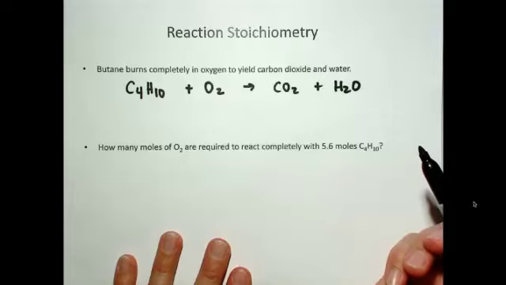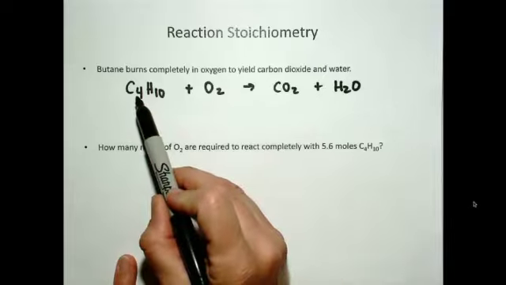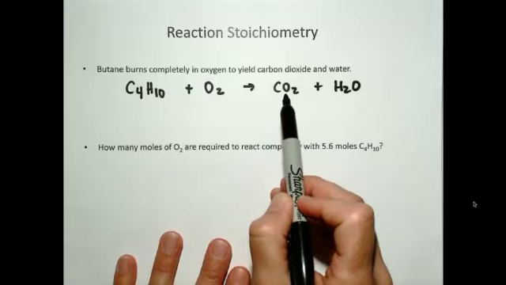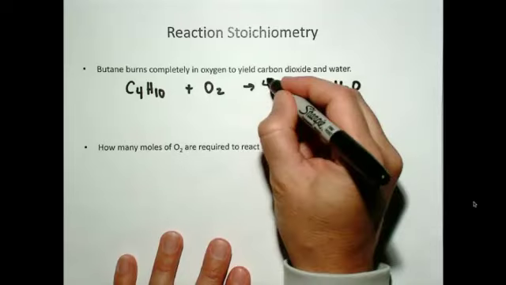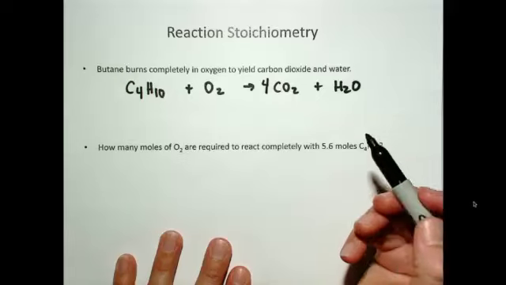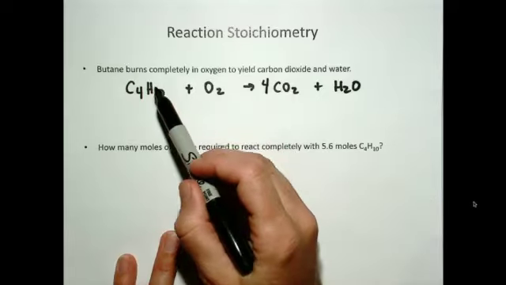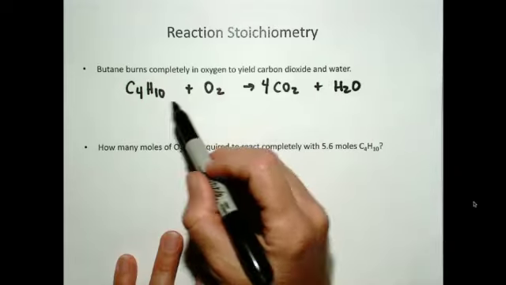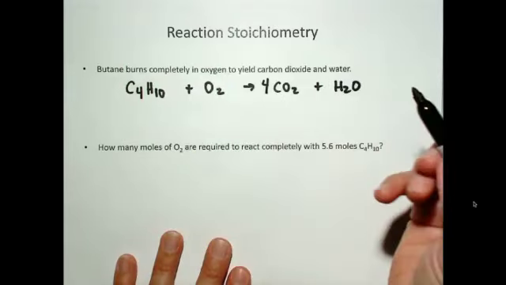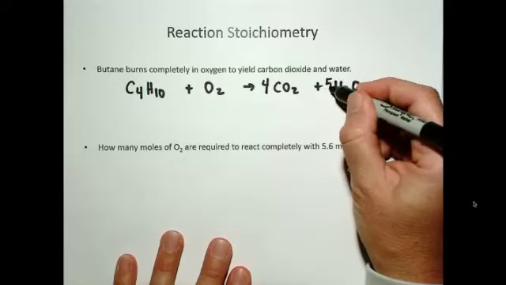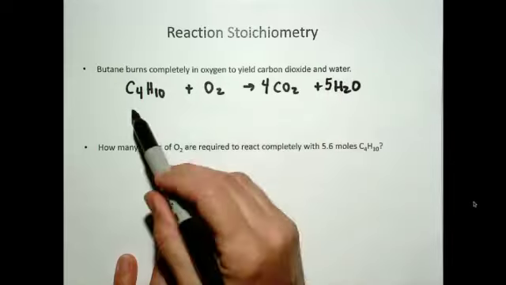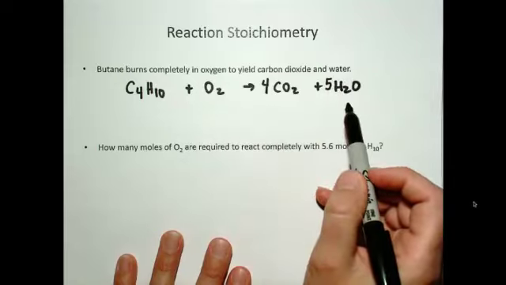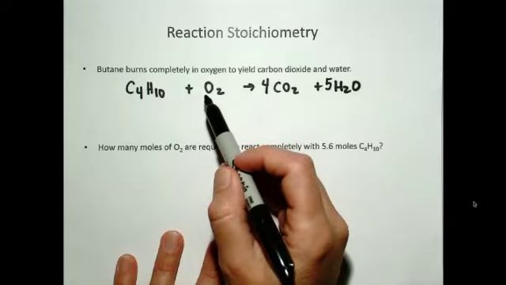So in this case, you have 4 carbons here and only 1 carbon here. So we're going to put a coefficient 4 in front of the carbon dioxide. And then next, always go to your hydrogen. There are 10 hydrogens on the left-hand side, and there are 2 on the right-hand side. So just put a coefficient 5. 5 times 2 is 10. So now the carbon is balanced and the hydrogen is balanced. The last thing to balance is the oxygen.